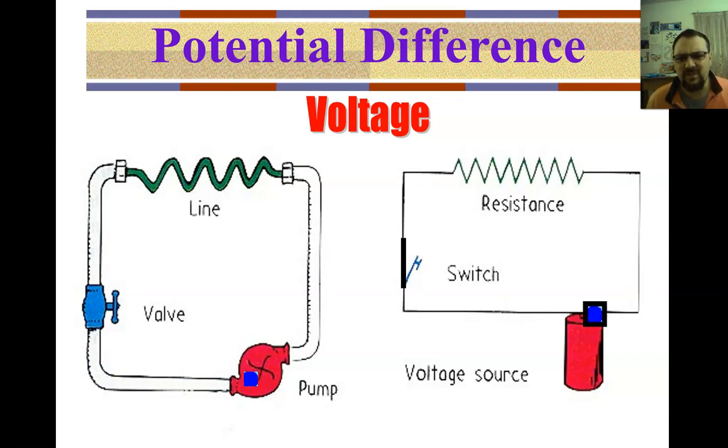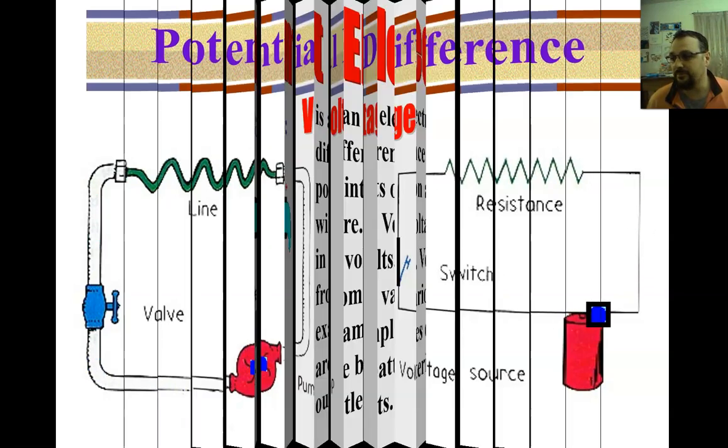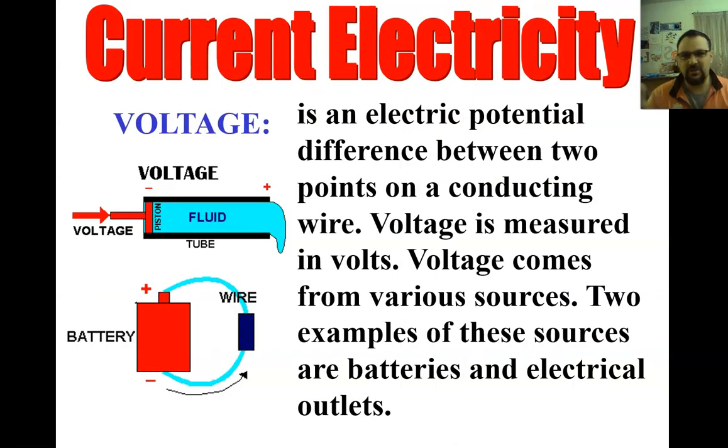Voltage, that's a way of thinking about the push behind that current flow. We're going to describe it a little bit more here. So voltage is an electrical potential difference, again, a term we've used before, between 2 points on a conducting wire. We measure voltage in volts.